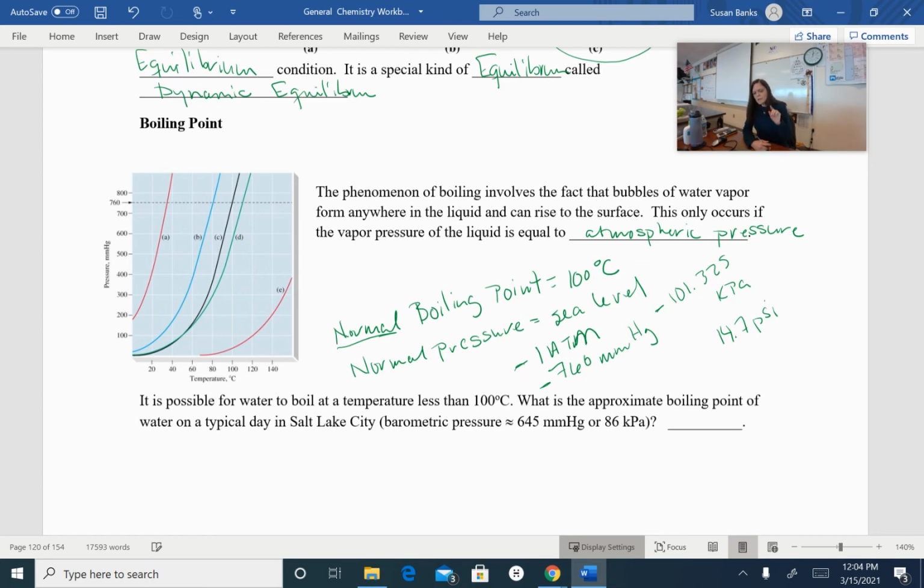So, is it possible for me to boil water at less than 1 atmosphere? Yeah, I just have to lower the pressure, because lower pressure means I have a lower vapor pressure, which means a lower temperature. So here in Salt Lake City, we are normally at 645 millimeters of mercury. That's instead of the standard 760, or 86 kilopascals instead of 101. So we're lower. Does that lower our boiling point? It does. It lowers our boiling point here in Salt Lake City to about 98 degrees Celsius, about 2 degrees less.